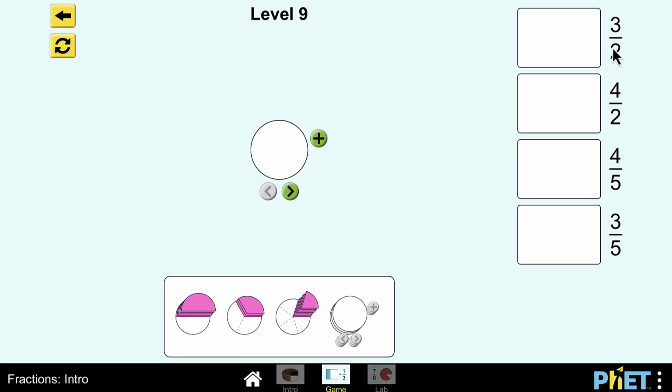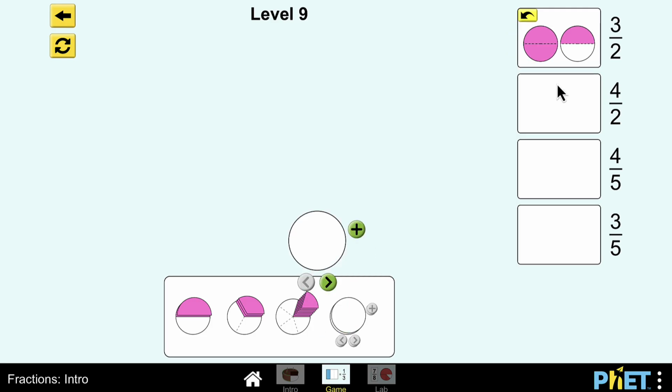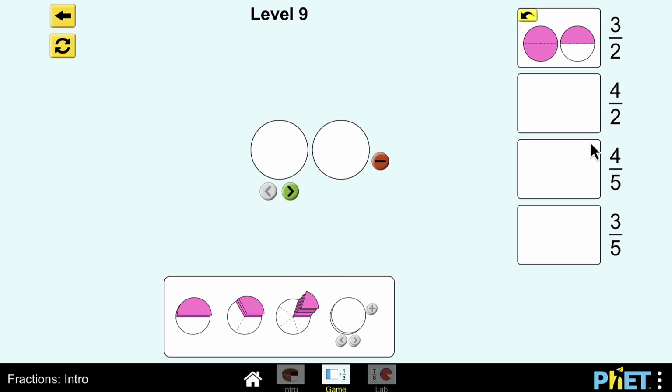Level 9. How can I make 3 halves? Again, we did this one before. 1, 2, 3. 1.5. What about 4 over 2? This is just a 2. If I have 4 halves, it's just 2 wholes. So maybe I could use this. 1, 2, 3.